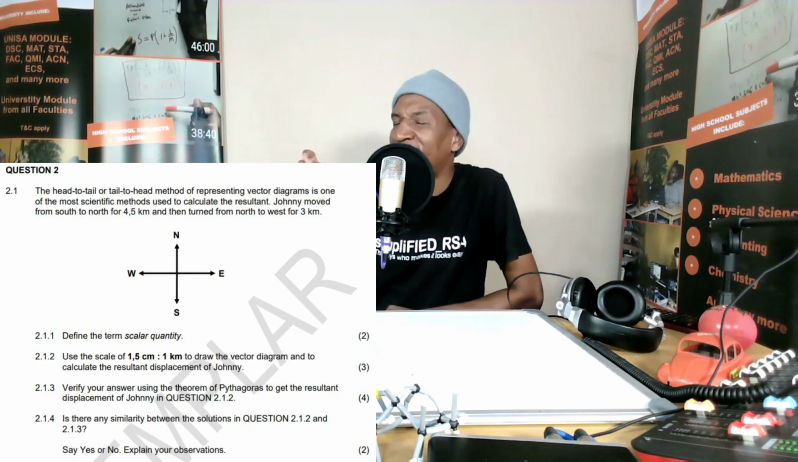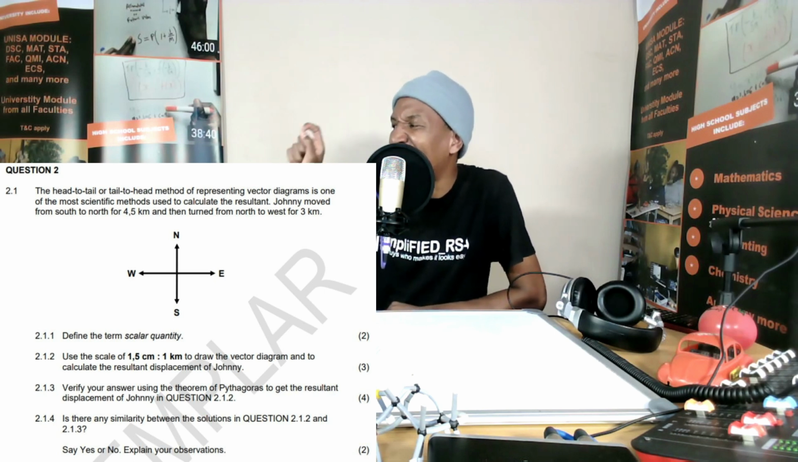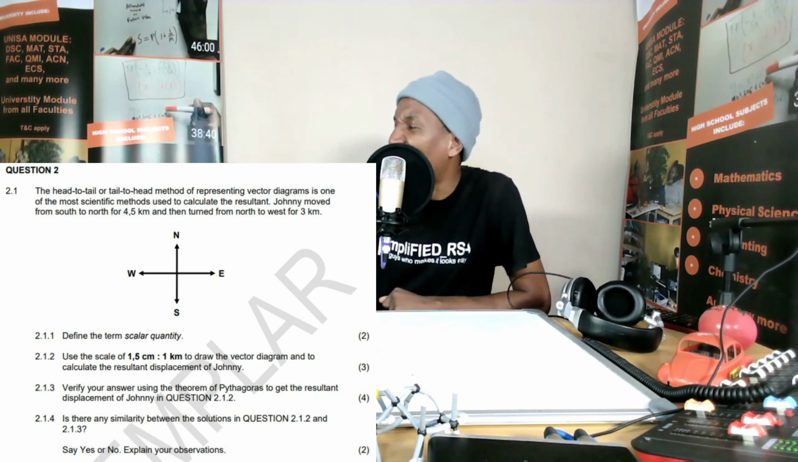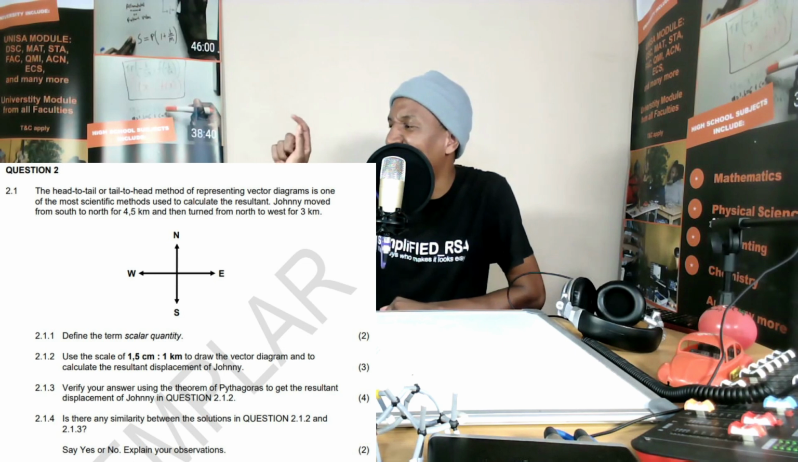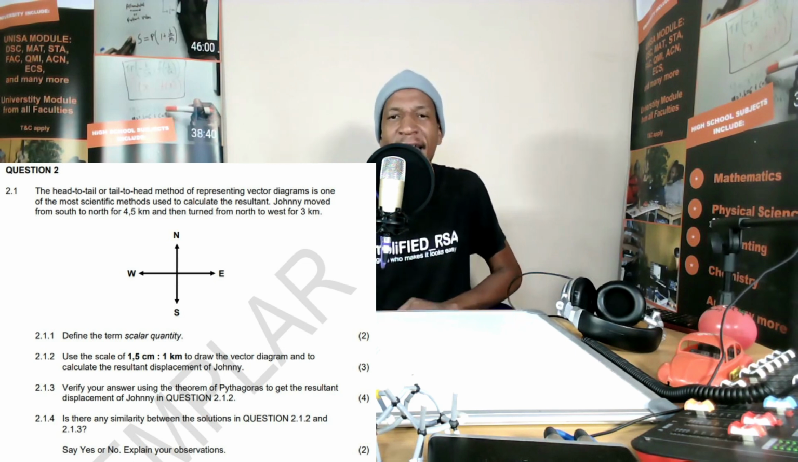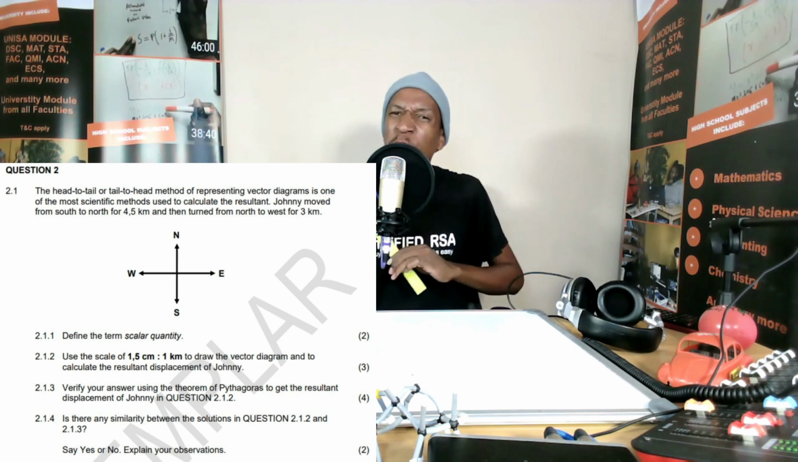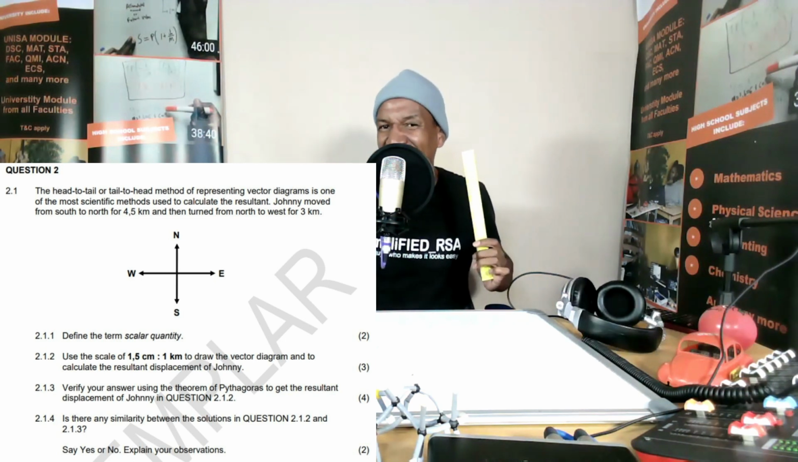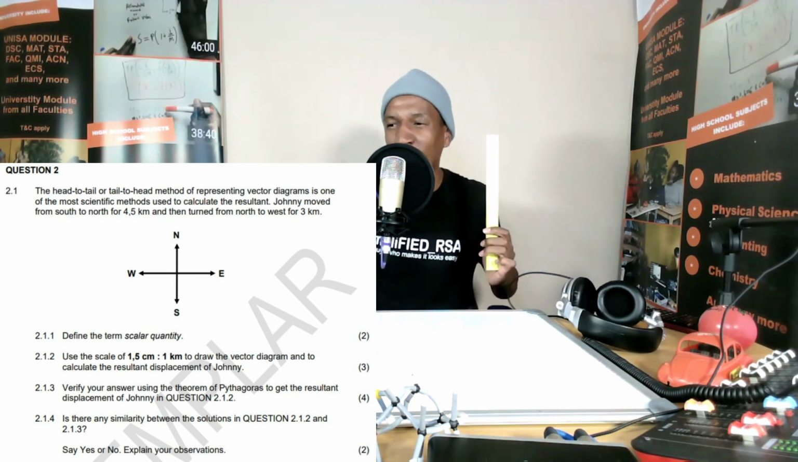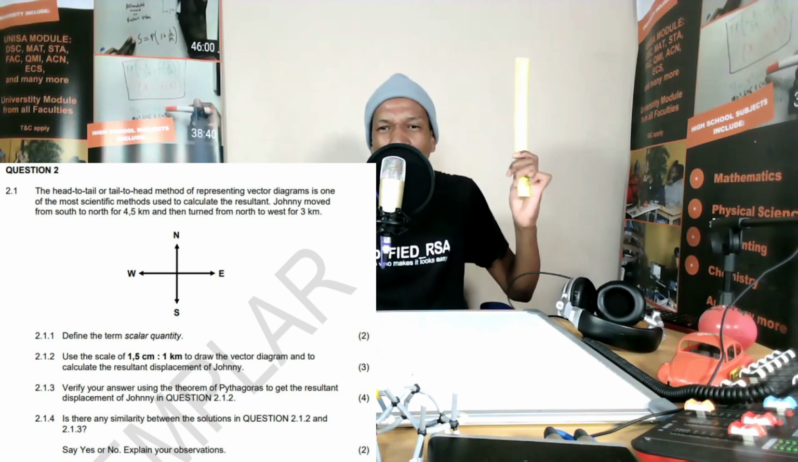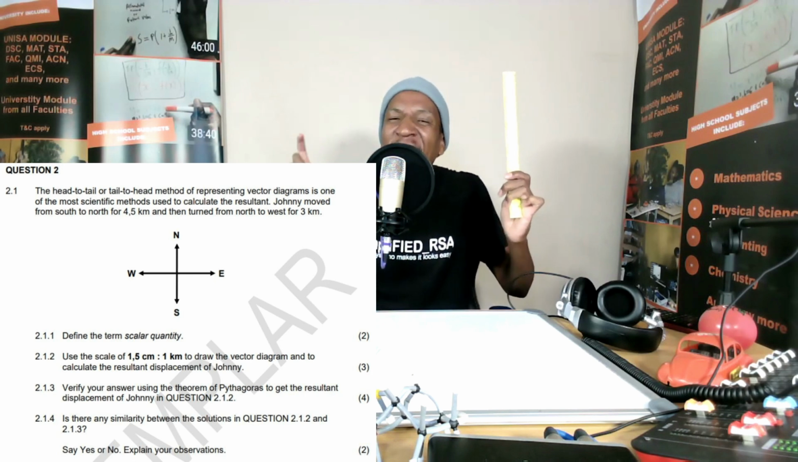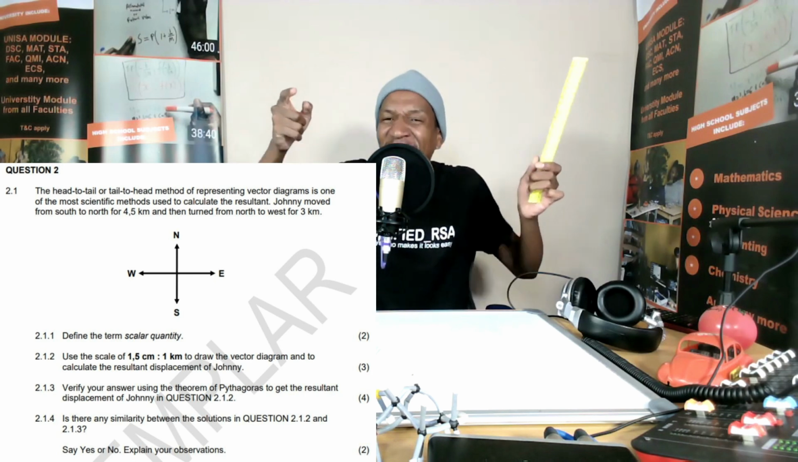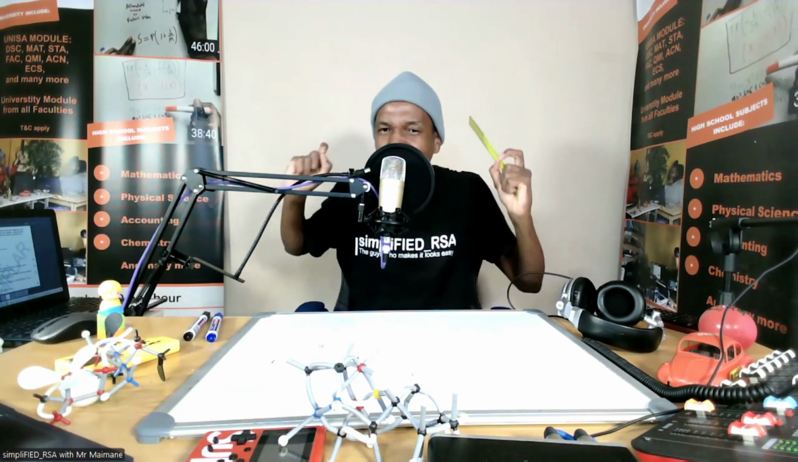Okay, now moving to 2.1.2. We are required to use the scale of 1.5 centimeters to represent 1 kilometer to draw the vector diagram and to calculate the resultant displacement of Johnny using the vector diagram. But this time around, we are not really calculating, we are constructing. Given the scale that 1.5 centimeters represents 1 kilometer, I have to use a ruler. If I use a ruler accurately and show the measurements as they are, it has to give me the ideal resultant displacement. Let me show you how it's done.